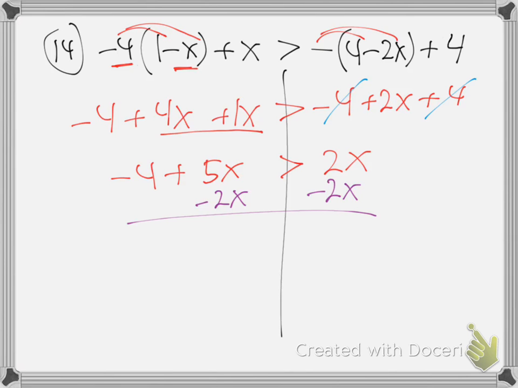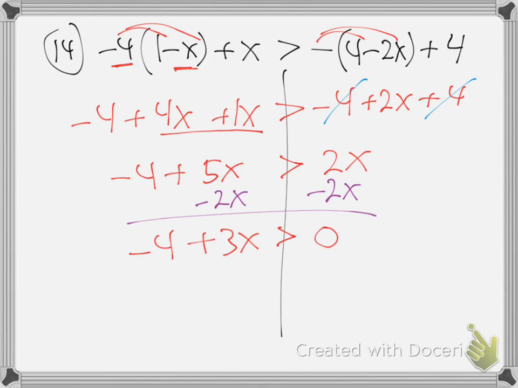So what becomes of this, though? That'd be minus 4 plus 3x. Everybody good so far? 5x minus 2x. And what happens on the other side? You want to actually write 0. Don't just leave a blank or something. You want to actually write 0. That's where people get kind of messed up.